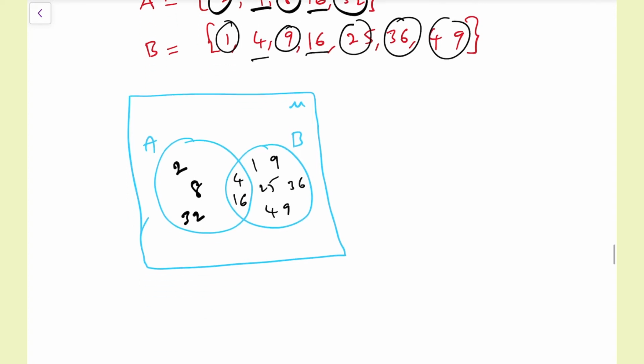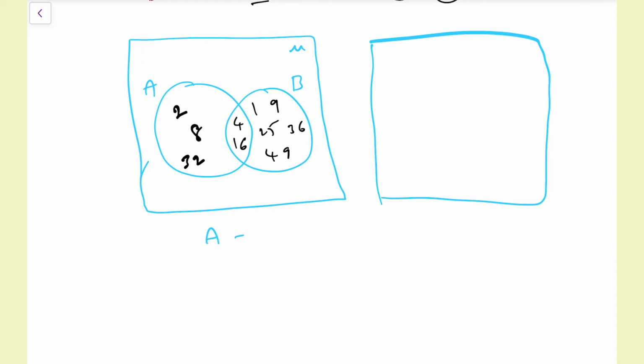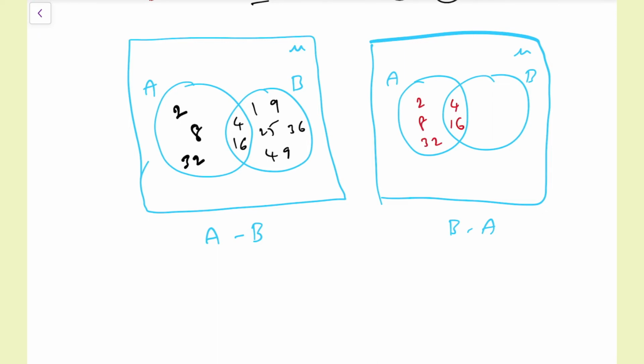Now two questions he is asking, right? So one more like this I am keeping ready. This I will do for A minus B and this I will do for B minus A. Same again, two circles, one for set A and one for set B, and universal set. Here 4 and 16 as it is, 2, 8, 32, 1, 9, 25, 36 and 49.